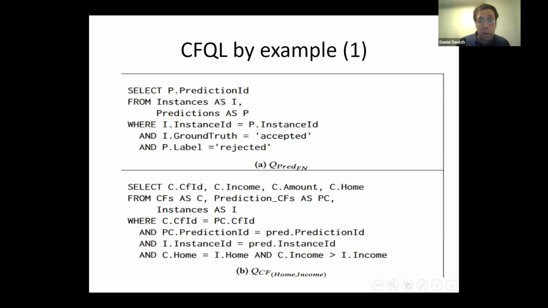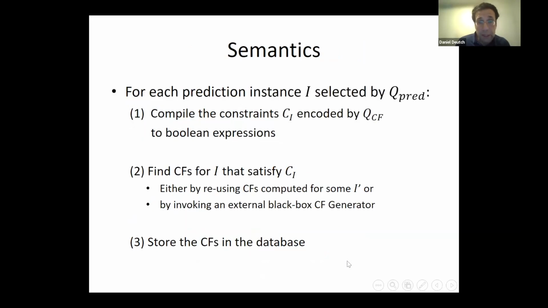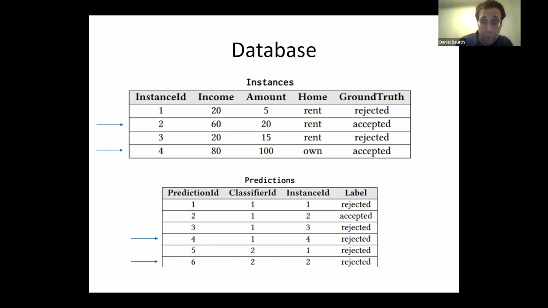So we can specify which predictions we're interested in, in this case false negatives, ones for which the ground truth is accepted but the label is rejected from the training data. And we can specify what kind of counterfactuals we're interested in, in this case counterfactuals that keep the home status intact but increase the income. The semantics is that we compile the constraint into Boolean expressions, find counterfactuals that satisfy these constraints, and store the results in the database.